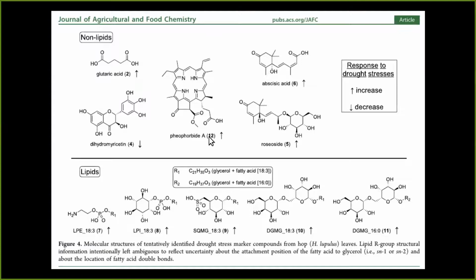This compound is a breakdown product of chlorophyll, and it's also involved in signaling in drought stress. These two are breakdown products of carotenoids, and abscisic acid is a very well-known plant hormone. Generally, most of these compounds were very consistent with what is known about drought stress. A few of them, glutaric acid, dihydroamericidin, we're not quite sure, just based on the literature, why these compounds were consistently increased or decreased in response to drought. So that is a question that remains unanswered.